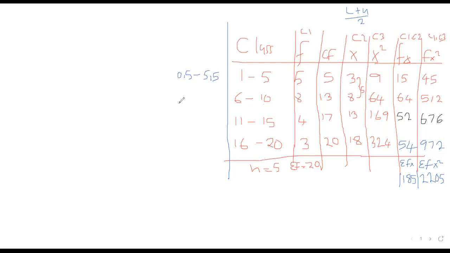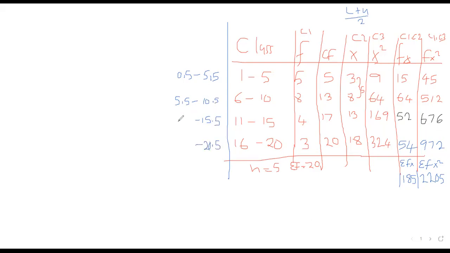From there, what do we get? 5.5. And here we're going to have 10.5. In fact, the upper boundaries are easy. Just put a 0.5, 0.5, 0.5 there. This is what? 15.5. This is what? 20.5.